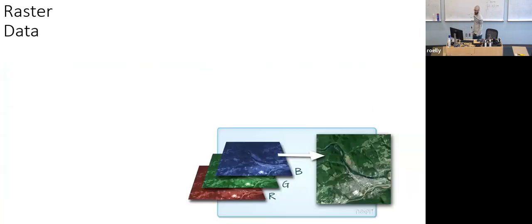If we look at a colored picture, this is actually a combination of 3 rasters, where each has some value of red, green, and blue. And by combining those together is how we get our colored map.